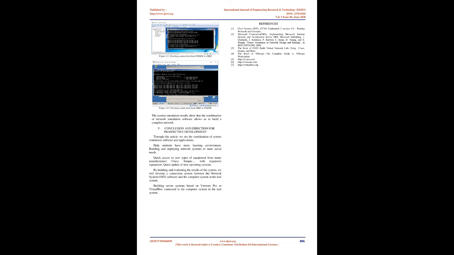3. Building simulation virtual network system on network emulation software. In this section, I will describe how to build a virtual network. The network system on GNS3 2.0.3 combines the network application system on VMware and VirtualBox virtual machine software.